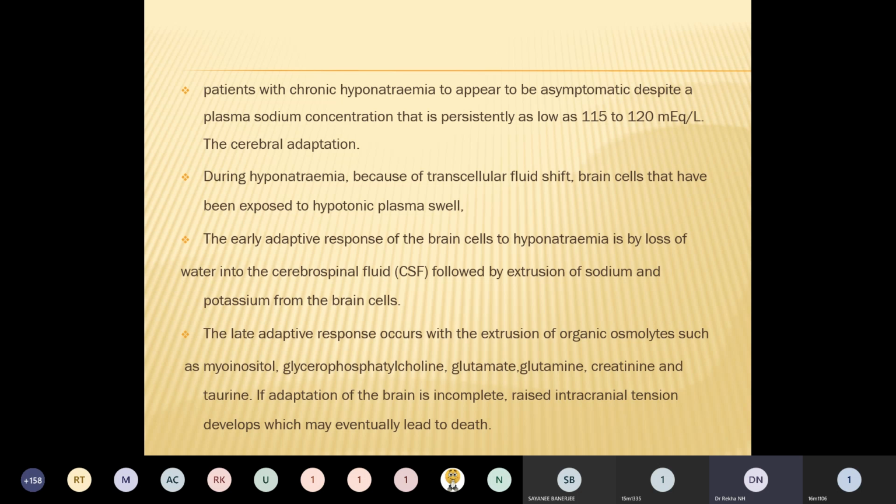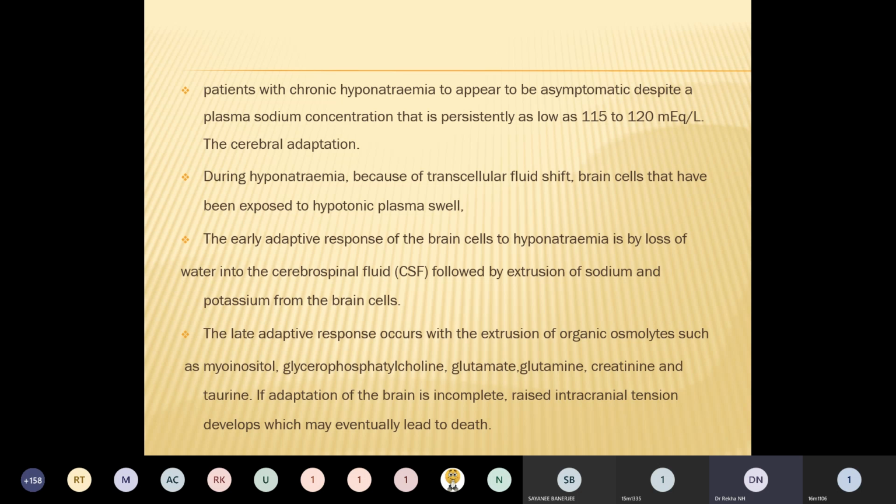During hyponatremia, there is a transcellular fluid shift, mainly in the brain. Brain cells are exposed to a hypotonic plasma, so there is a shift of fluid from the plasma into the cell. So there is cellular edema, which leads to cerebral edema.